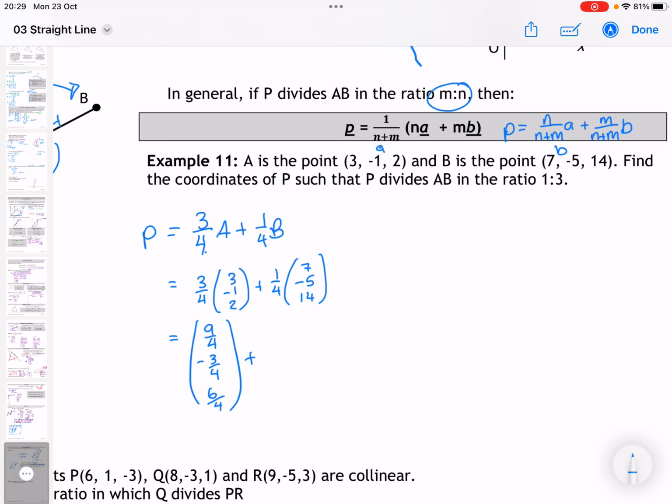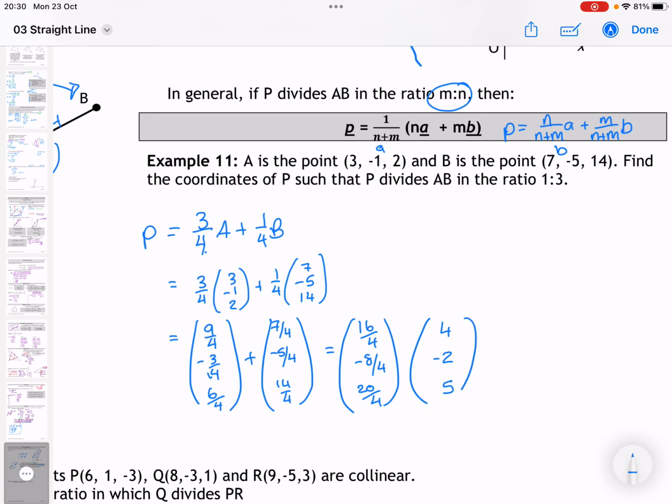Plus 7 over 4 minus 5 over 4. Remember, you're doing top number times big number. 14 over 4. And then I would say 9 and 7 is 16 over 4, which is just 4. Minus 3 plus minus 5 is minus 8 over 4, which is actually minus 2. 16 and 14 is 20 over 4, which is 5. And that's what vector P has.